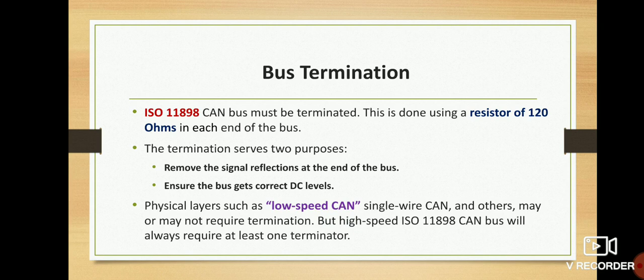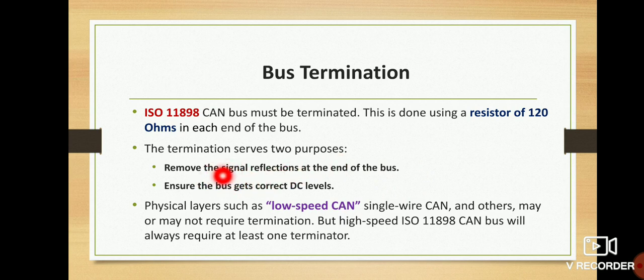This CAN bus termination is from ISO 11898. This standard says the CAN bus must be terminated using a 120 ohm resistance at each end of the bus, because there are two purposes. If there is no termination, there will be signal reflection at the end of the bus, and there will be no correct DC levels. These are the two main purposes which make the CAN bus proper, so that data transmission also happens the right way.